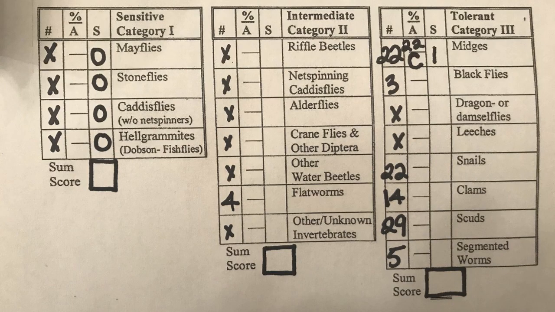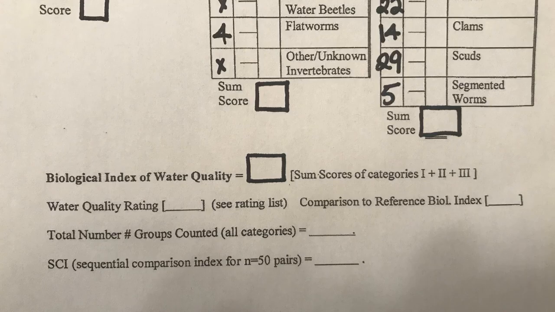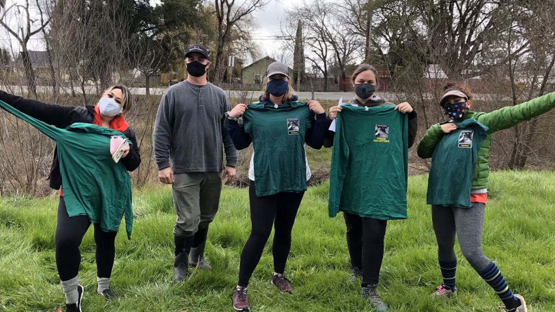Once you have recorded all of the data for the index score, add up the total number at the bottom for sum score. It is boxed with Sharpie where you should input that data. The last piece of data that we will record today is the biological index of water quality. We get this total number by adding the sum scores of categories 1, 2, and 3. Pause this video and record that data.